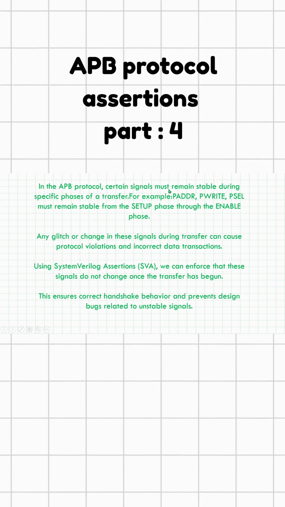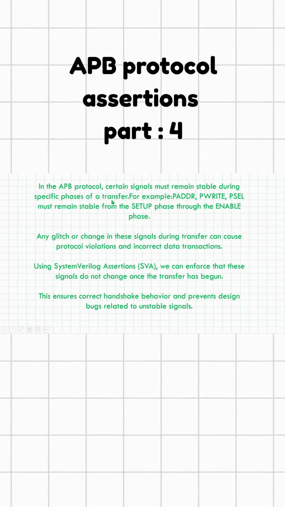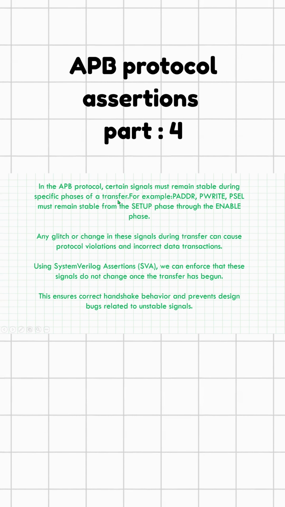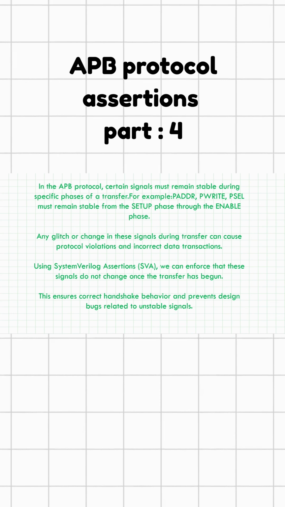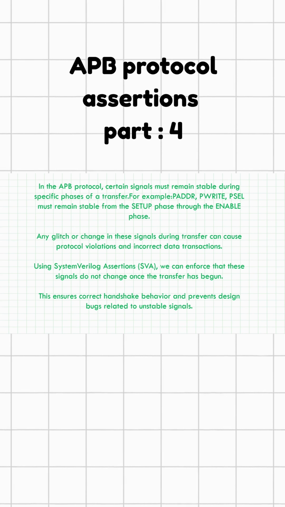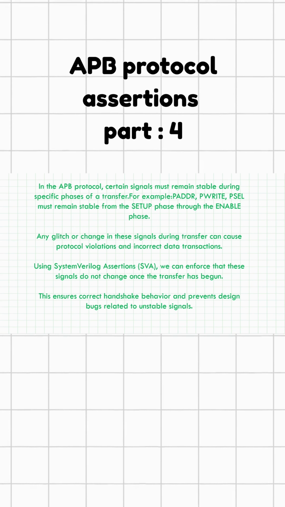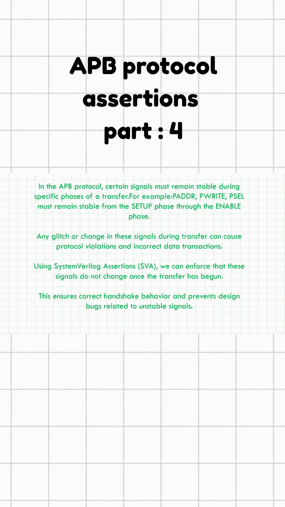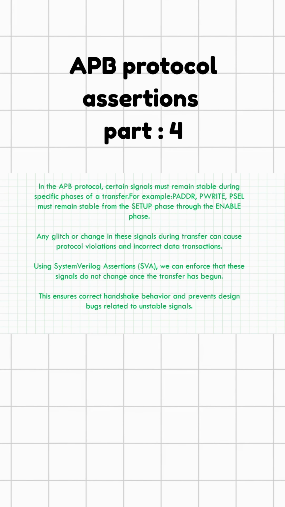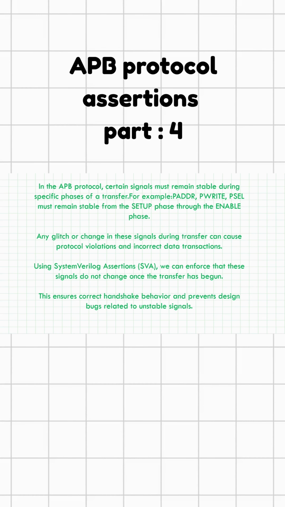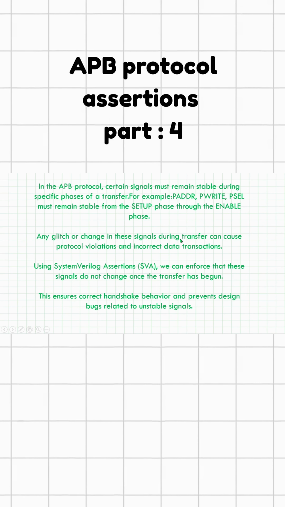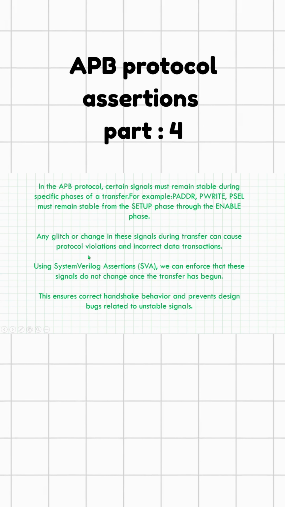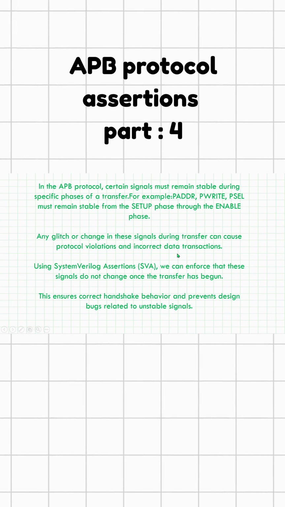In APB protocol, certain signals may remain stable during specific phases of a transfer. Means we have completed our phases, like idle phase, after that our access phase or transfer phase. Now we will check our signals, whether they should be stable for that part of the phase or unstable. Any glitch or change in a signal during transfer can cause a protocol violation and incorrect data transaction.